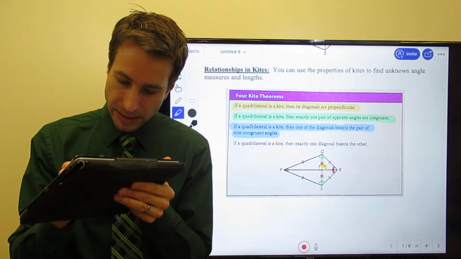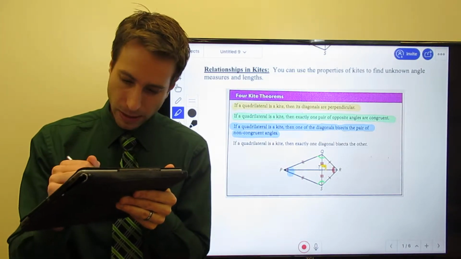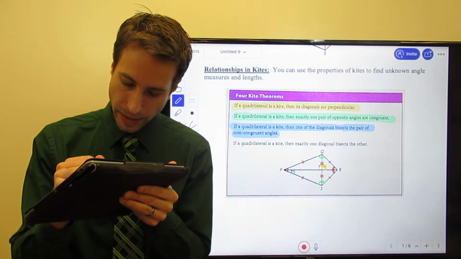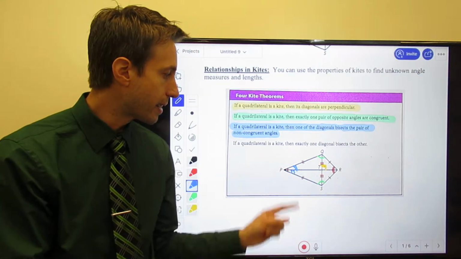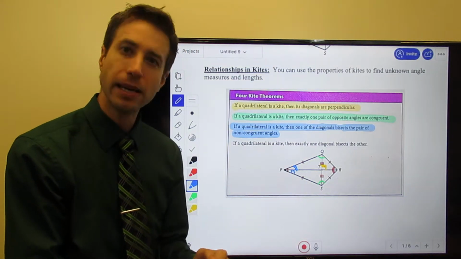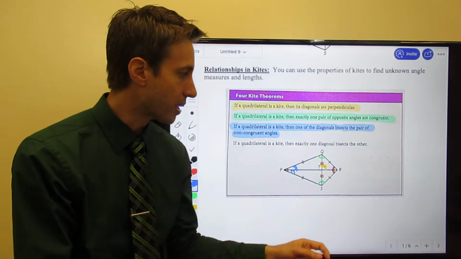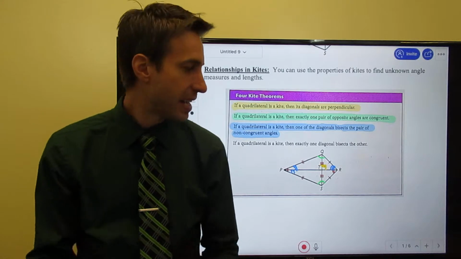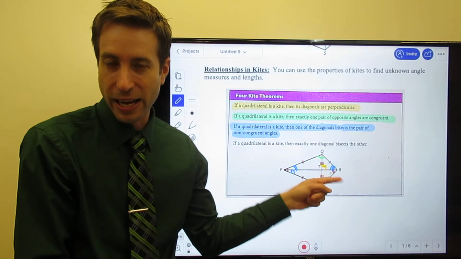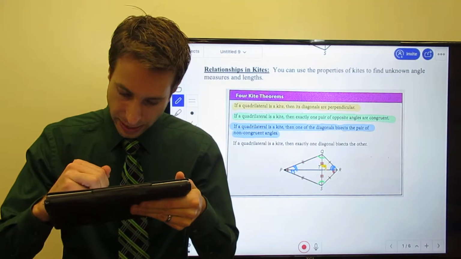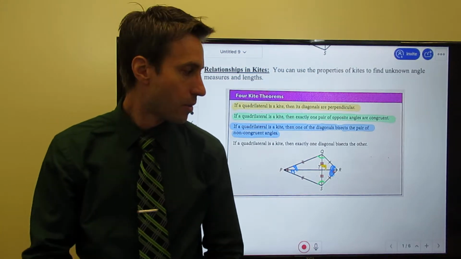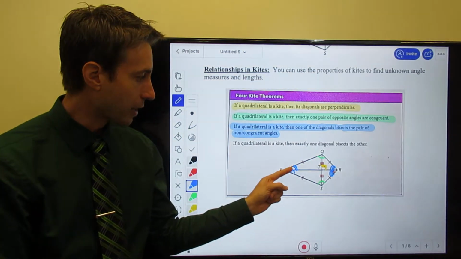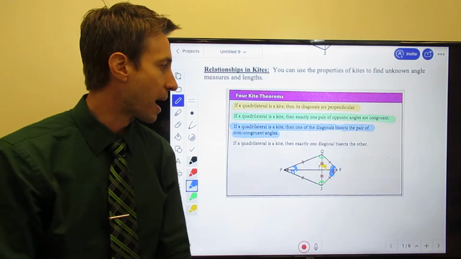This just simply means that this angle right here is congruent to that angle right there, right? These angles are bisected by the diagonal. The same is true on the other side. This angle up here, 1, 2, 3, is congruent to the angle right below it because they're bisected. Those two angles are congruent because the diagonal bisects them. These two angles are congruent because the diagonal bisects them.